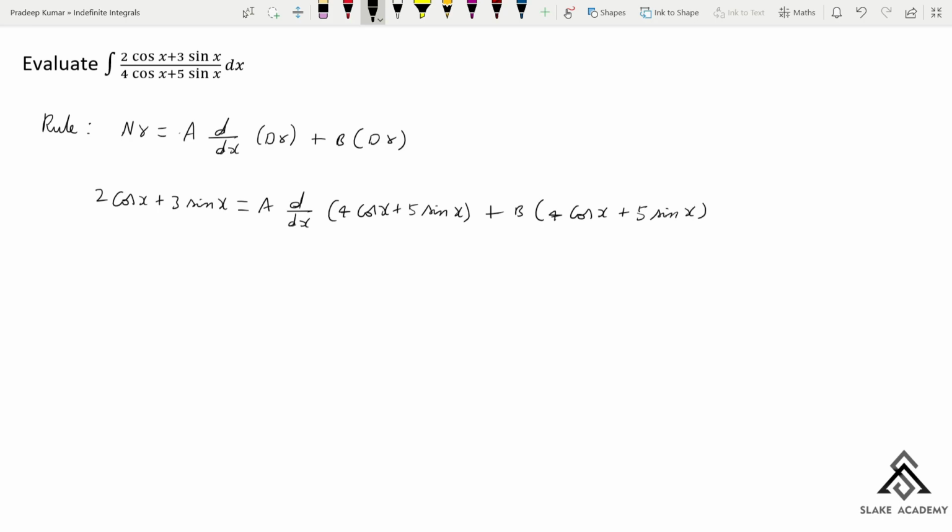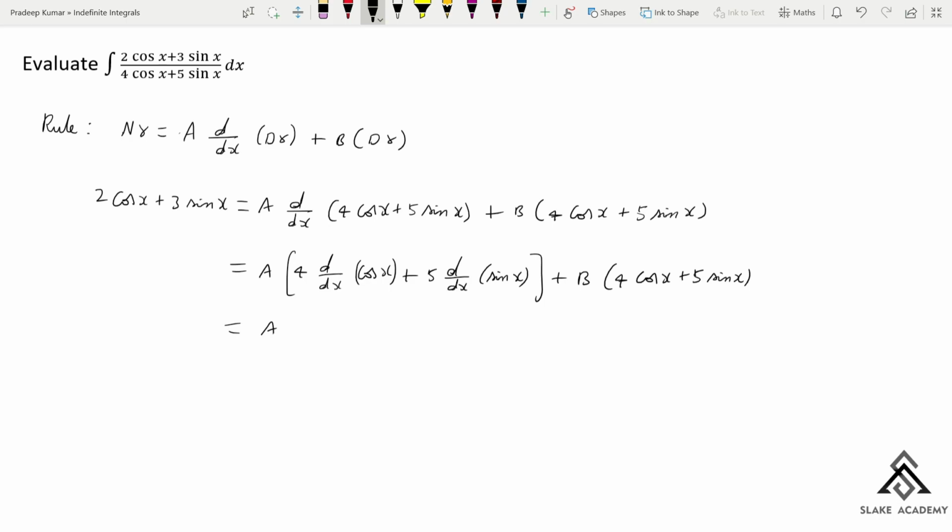Okay, so now d by dx is there, so we just have to differentiate this. So a into d by dx of, we only have to differentiate the x terms, so 4 is out, d by dx of cos x, plus 5 out, d by dx of sin x. So we are differentiating cos x and sin x here. Of course a is common to both of the terms. And this term is as it is. I'm just writing this as it is. So let's differentiate this part.